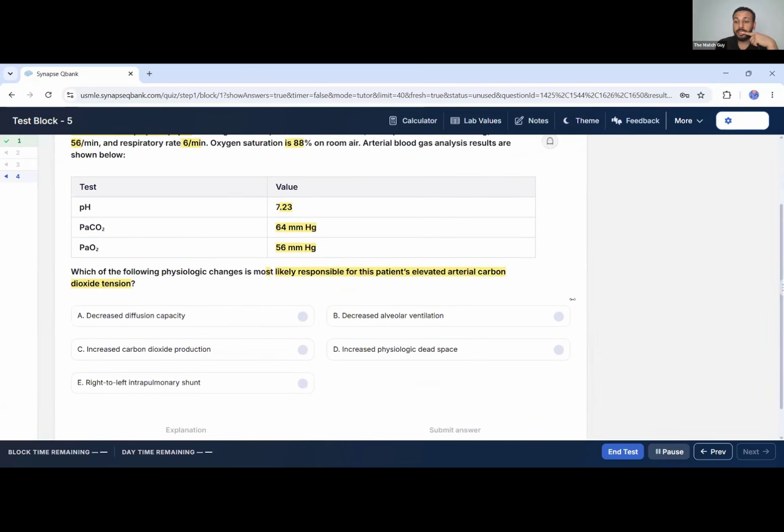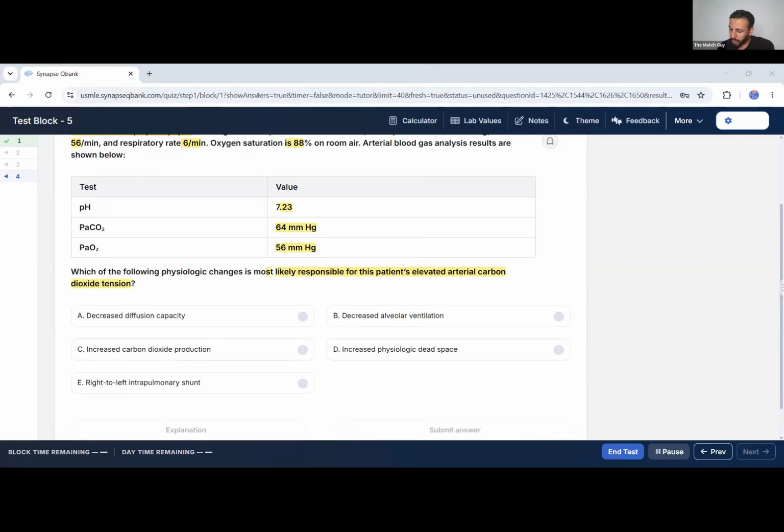Okay, as you said, guys, this patient is having opioid intoxication. However, did you have to calculate the AA gradient to know this? You didn't have to, right? You just know clinically. Most of the questions are going to be like this, guys. Most of the questions you don't have to calculate the AA gradient. But if we have to calculate it, let's do it right now.